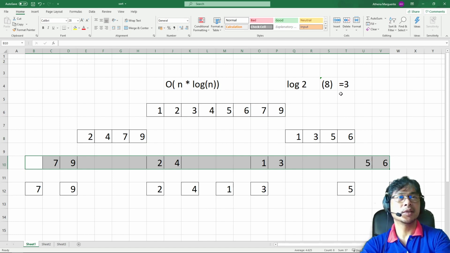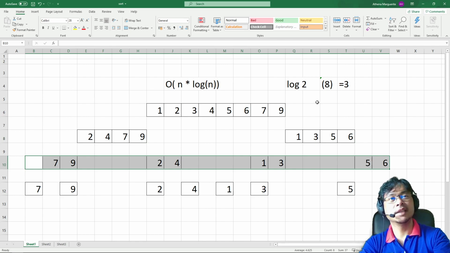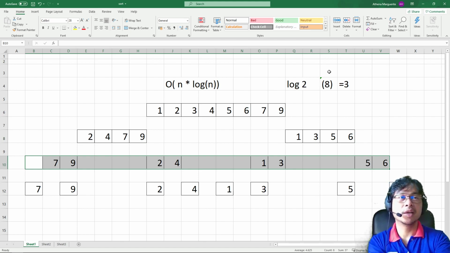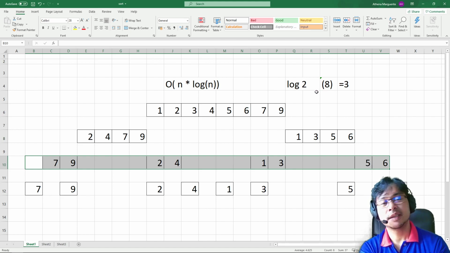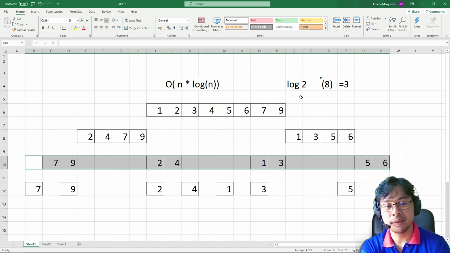So that is why it is very necessary for us to understand log base 2 of n. That is how we compute that.